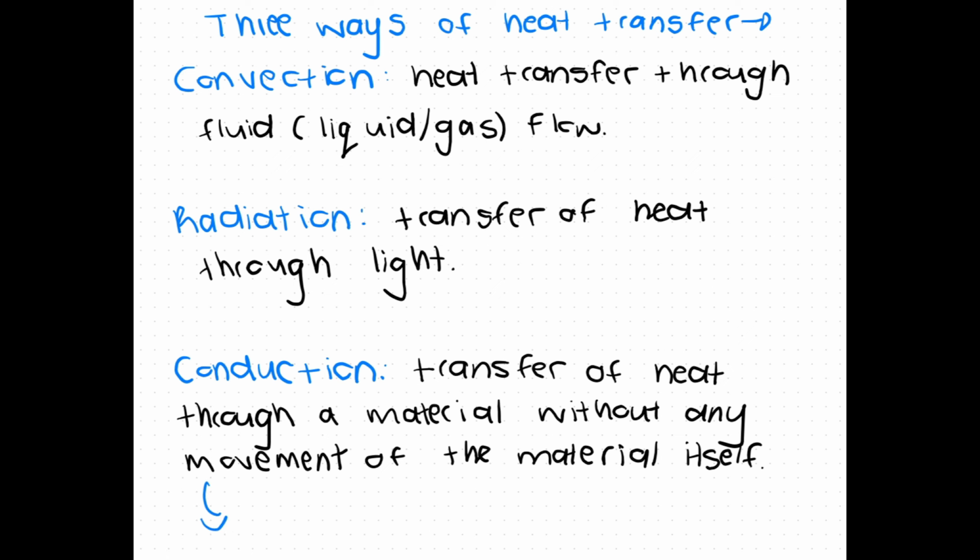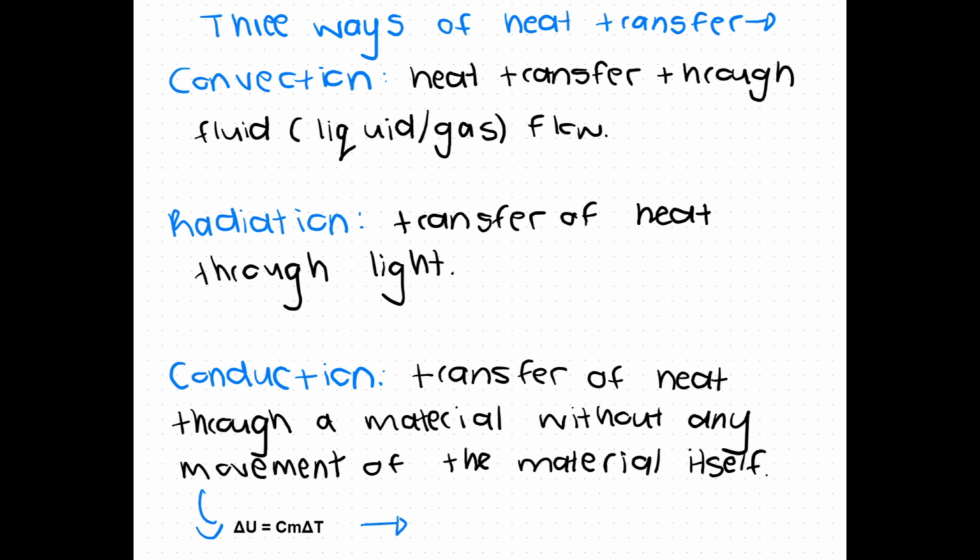From this, we get an extra formula. Internal energy is equal to heat capacity times mass times change in temperature. And if there's no work, heat is equal to heat capacity times mass times change in temperature.